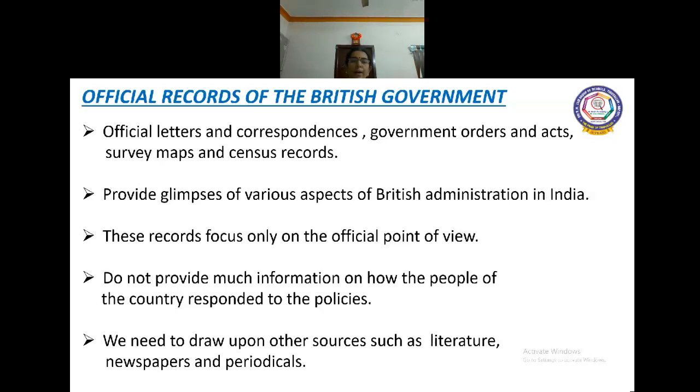They do not provide much information on how the people of the country responded to the policies. We could not get the idea of how the people felt during the British period of India. We could not get that information from the official records kept by the British government. So, we need to draw upon other sources such as literature, newspapers, and periodicals.